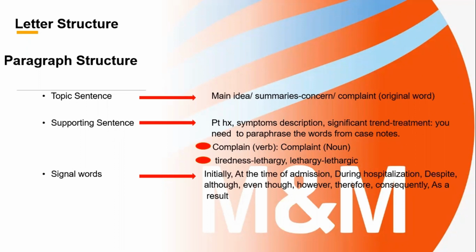Let's say if it's the presenting complaint, it should be mentioned in the very first line, or you have to transform the word into your own language. For example, if they have used the complaint as a verb, we can change it to complaint as a noun. And if they have mentioned tiredness, we can change to lethargy, fatigue, and so on. So your first line will indicate, let's say, initially he presented to my clinic with mild chest pain. So the first line will indicate that it is something cardiac related.